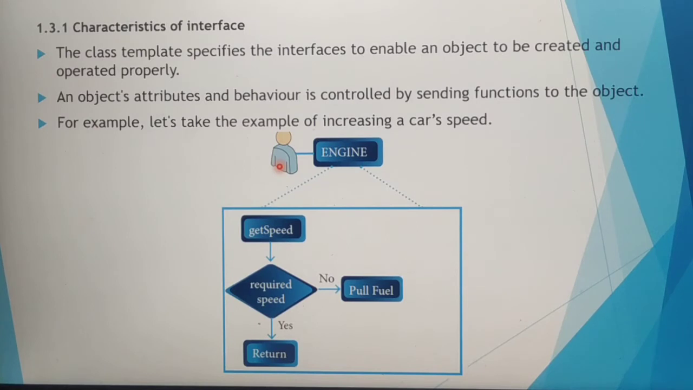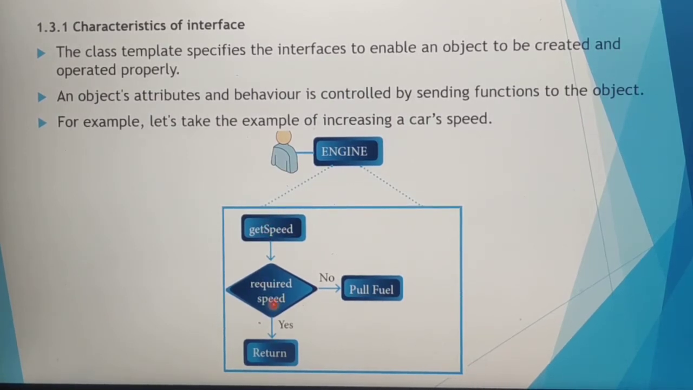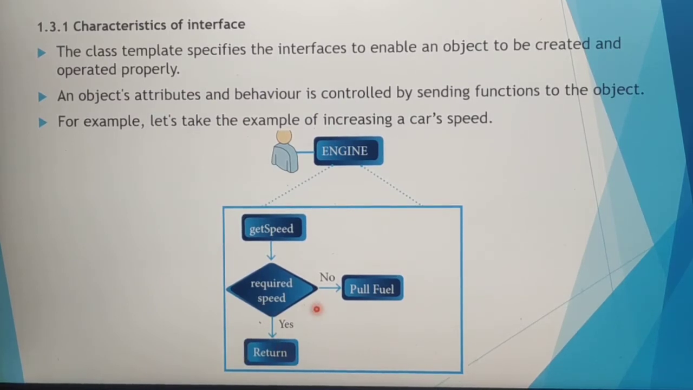So the accelerator, based on the engine's performance, is going to do this. It checks whether the speed matches the current user's need or not. If the required speed is there, it simply does nothing. Else, it has to do the remaining process and increase the speed of the car.